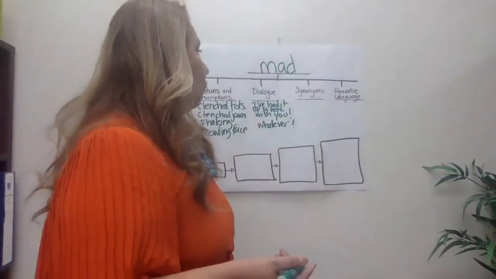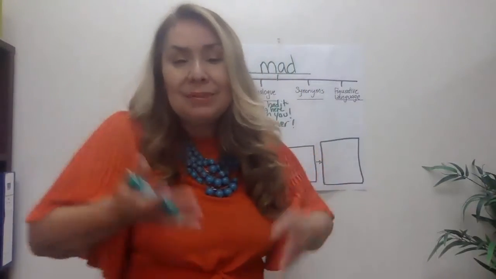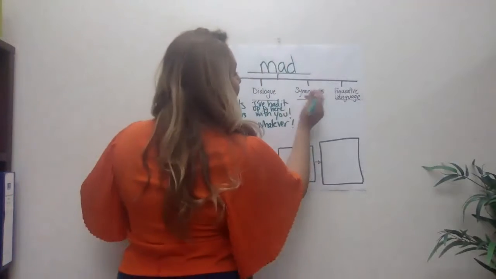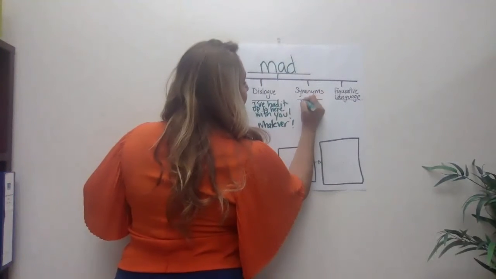Sometimes there are other ways to say they're mad. In these stories we've read, they didn't say the word mad. Sometimes they come across as other ways to say someone is mad. We say a synonym. Another way to say mad is upset.